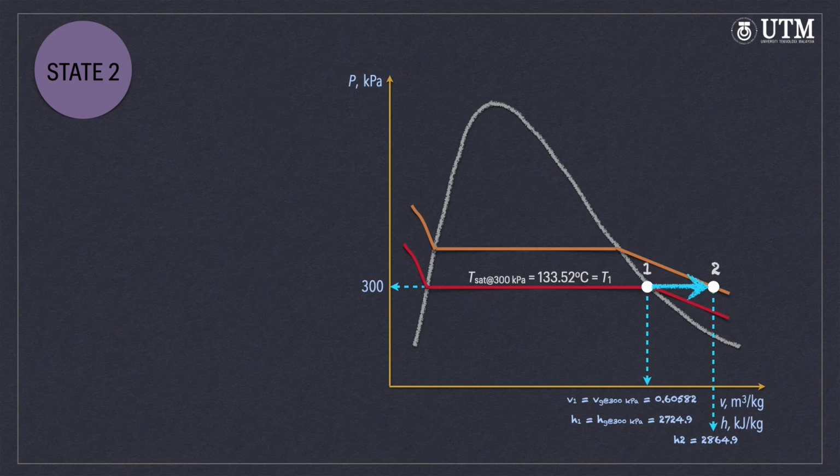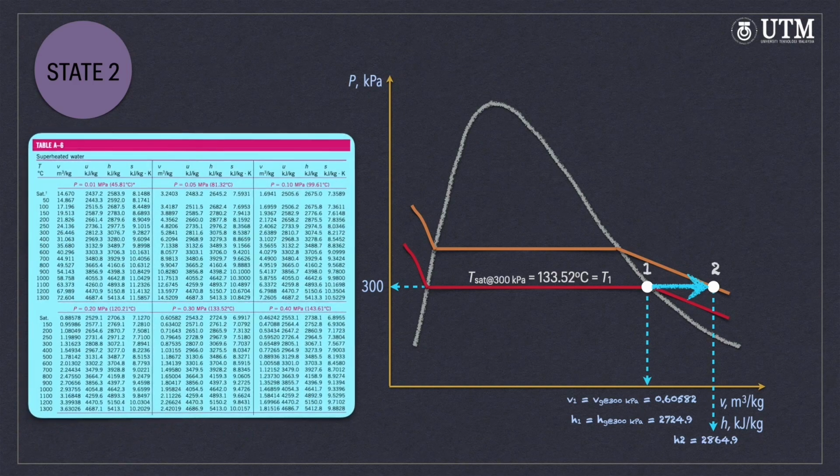The boundary work and the change in internal energy in the first law relation can be combined into one term, delta H, for a constant pressure process. It has been explained during specifying state 2. The temperature at this state can be obtained in table A6 at 300 kilopascals or 0.3 megapascals. The enthalpy of state 2 is 2864.9 kilojoules per kilogram, which rests in a superheated vapor.